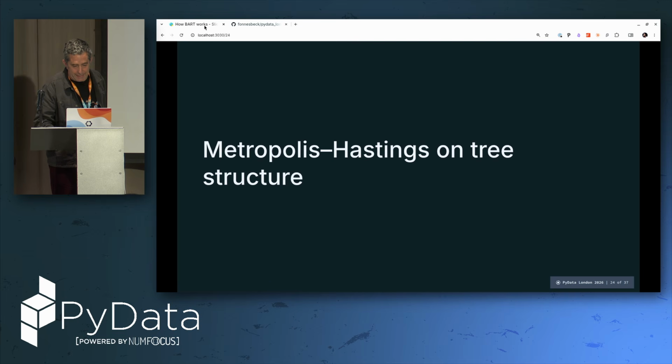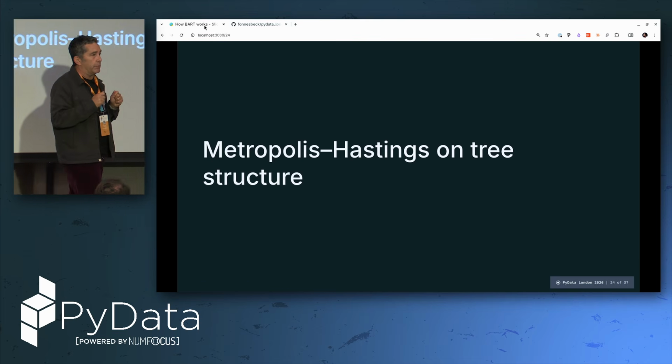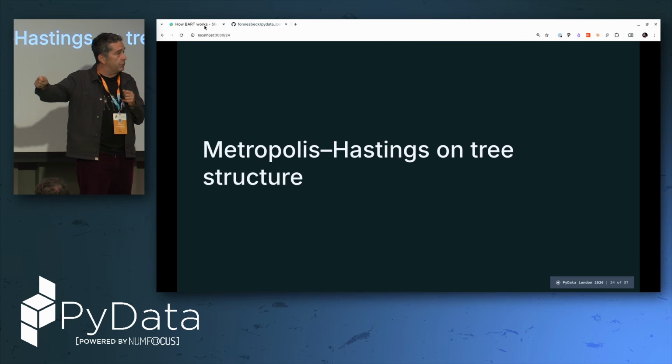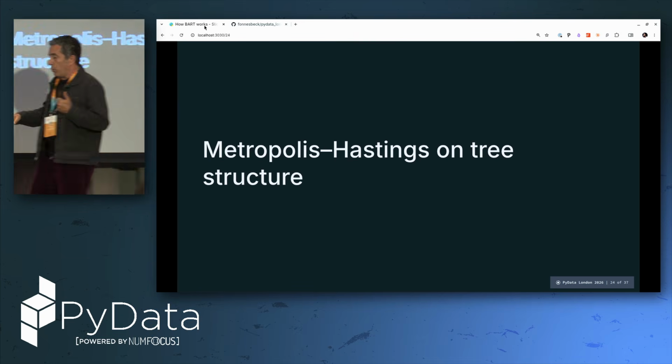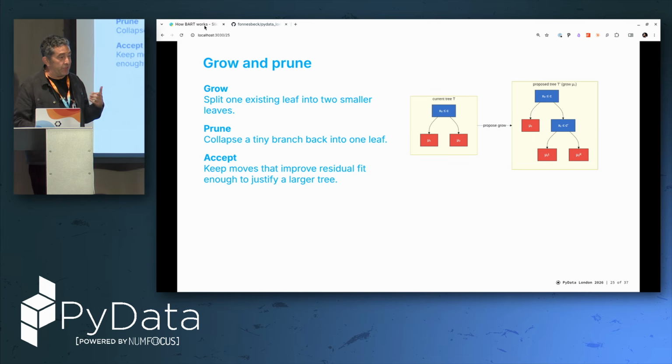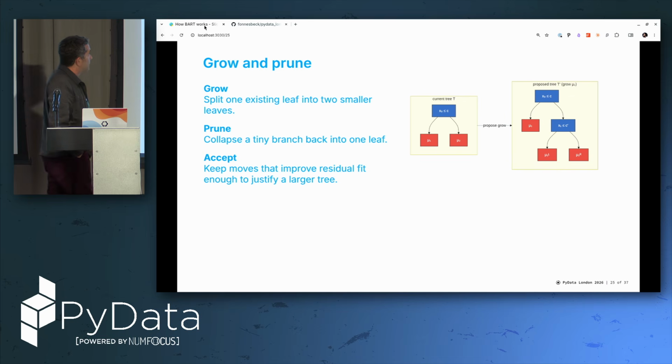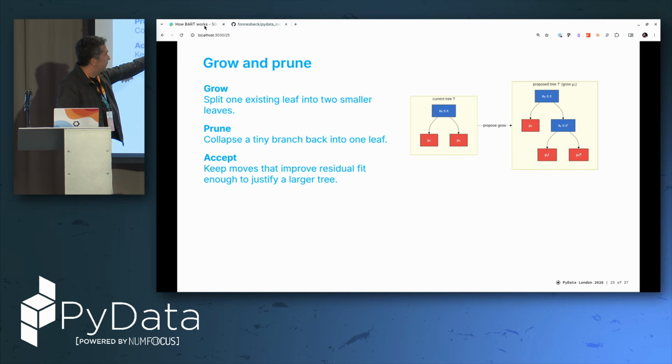Let's see what Metropolis Hastings looks like on tree structure. Typically in Metropolis Hastings, like a standard regression model, you are dealing with continuous parameters. You sample from a normal distribution, propose a new value, and update it that way. But here we're sampling trees rather than continuous or even discrete values. Our moves are either to grow a tree, proposing adding a split on one of the leaf nodes, turning it into a split node, or we'll prune it, go the other way, and make it smaller.